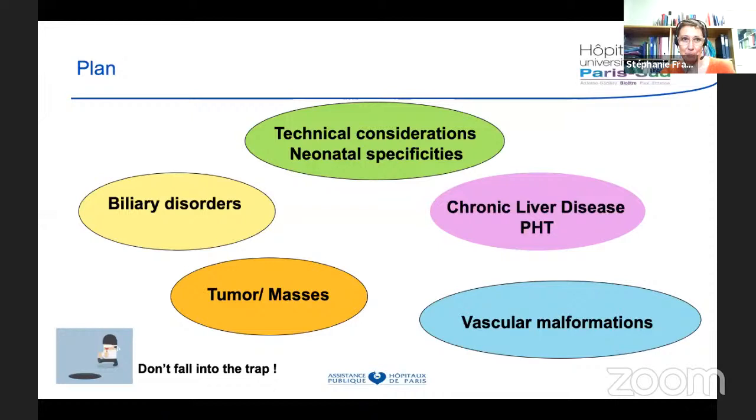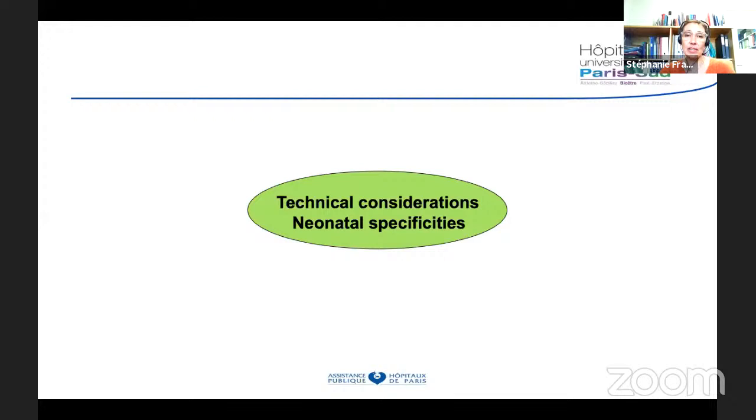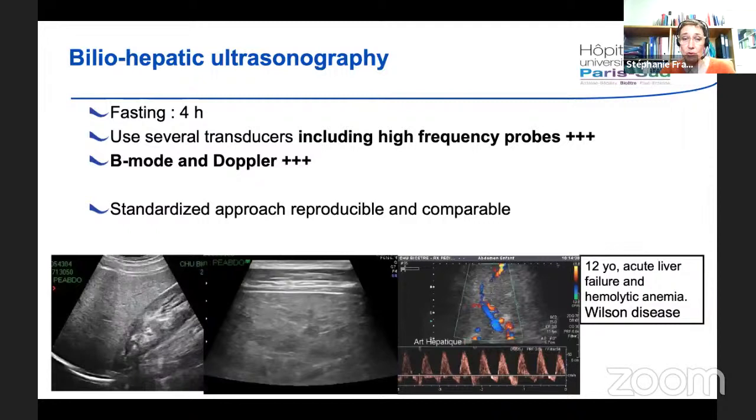So let's start with the technical considerations and neonatal specificities. As you know, it's very important to have a good quality exam to be able to make the diagnosis. When you do biliohepatic ultrasonography, usually we ask the patient to be fasting for at least 4 hours to have a nice analysis of the gallbladder and the bile ducts. You have to use several transducers to have an overview of the liver, and then include a study with high frequency probes that allows you to see very clearly the margins of the liver and the parenchyma, the echogenicity of the parenchyma. In neonates, the high frequency probe may be the only one you need because it allows you to see the whole liver with a single probe.